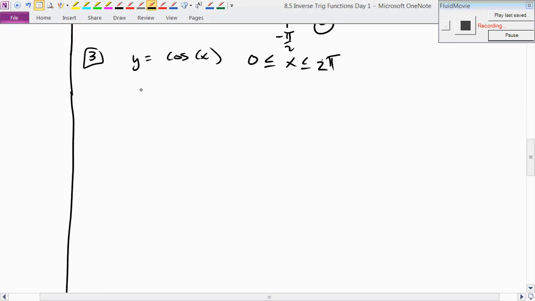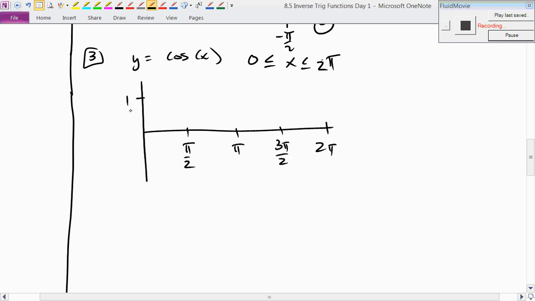Alright, let's draw a cosine curve from 0 to 2 pi. Here's 2 pi, there's pi, pi over 2, 3 pi over 2, 1, negative 1. Does cosine start at 0 or does cosine start at 1? Cosine starts at 1, yeah. So a dot there, a dot there, a dot there, a dot there, and a dot there. So here's my regular old cosine curve.